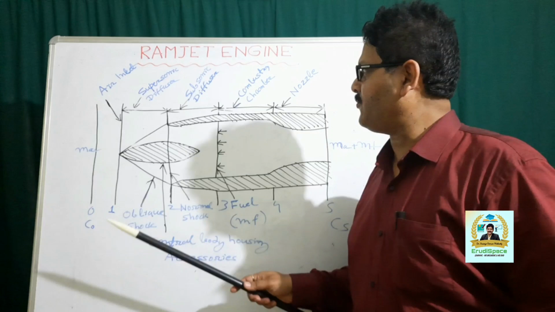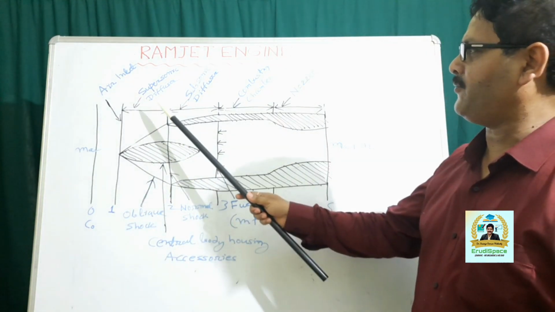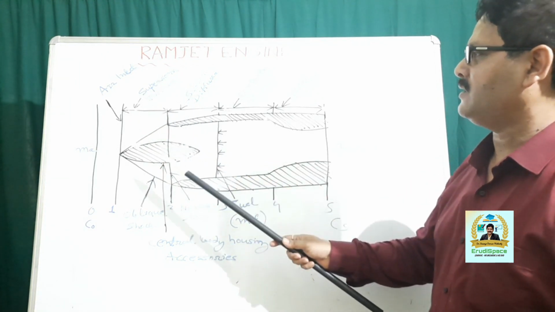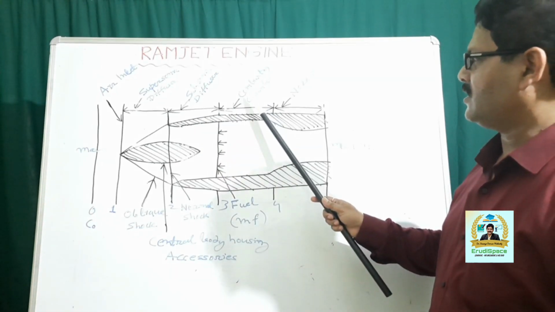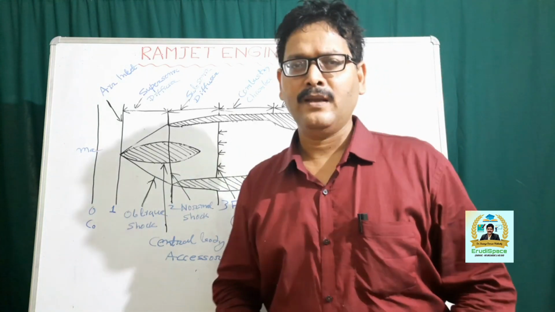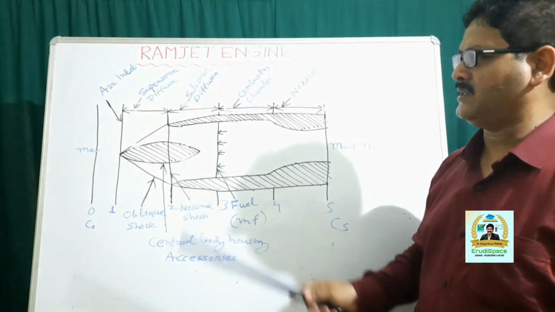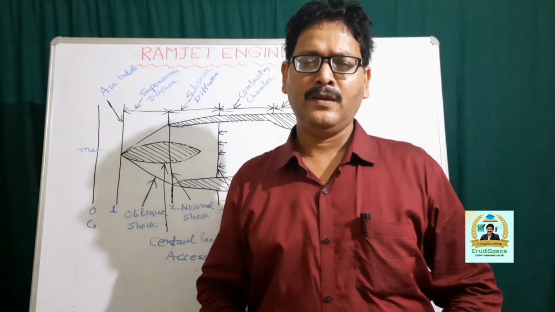You can see the different components of the Ramjet engine. You do have two diffusers. One is a supersonic diffuser, followed by a subsonic diffuser, followed by a combustion chamber or combustor, and then you have a nozzle. And these two diffusers do the same work as the compression of a gas turbine cycle.